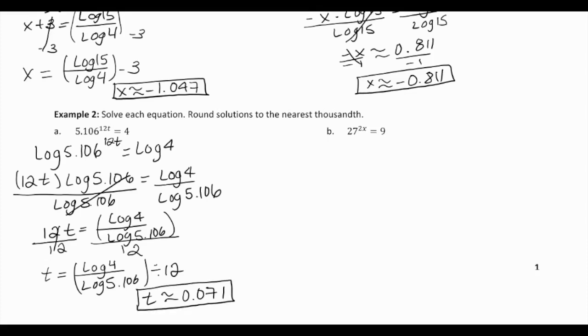For example B, we have 27 to the 2x equals 9. This one is very similar to example A. So go ahead and try it out.